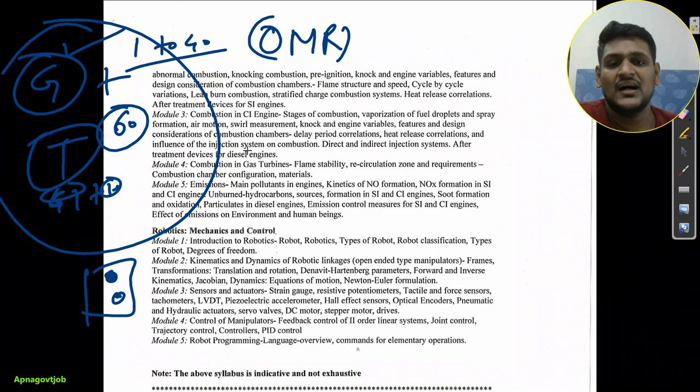Okay, and whatever topics and resources I told for technical, just practice from that. Definitely the copy paste version you can also get from that. If you have any query or doubt regarding anything for mechanical engineering, definitely you can comment down below.